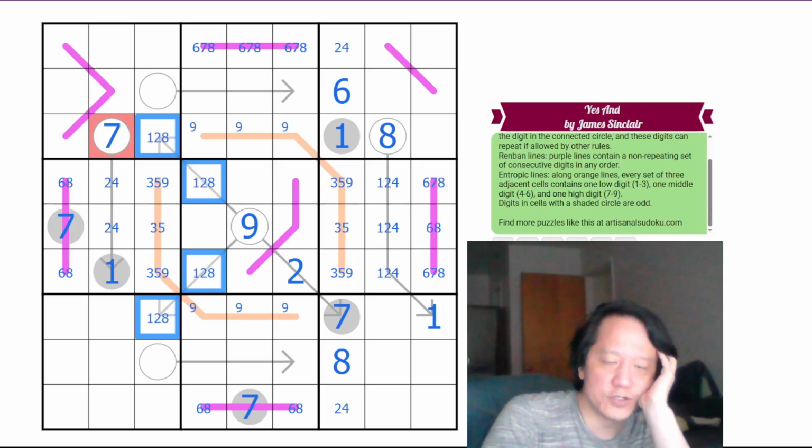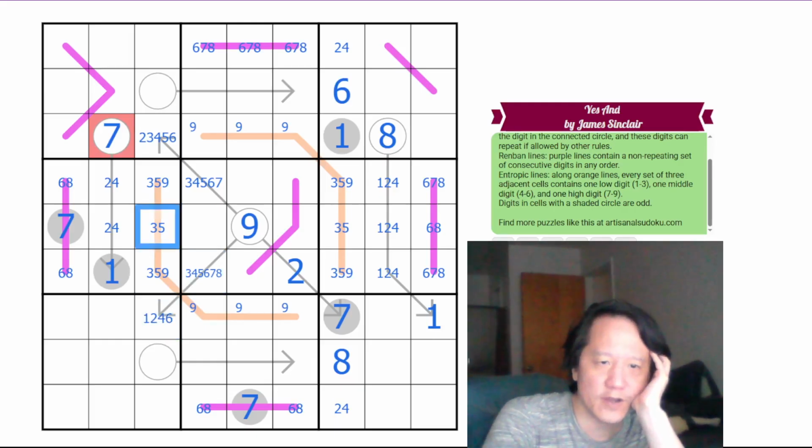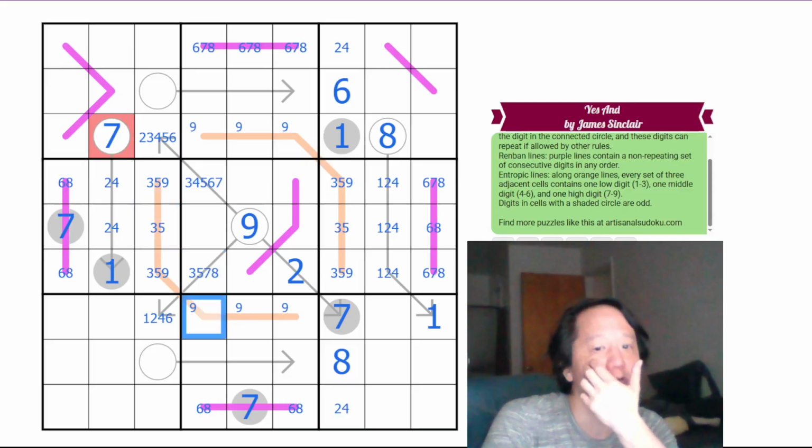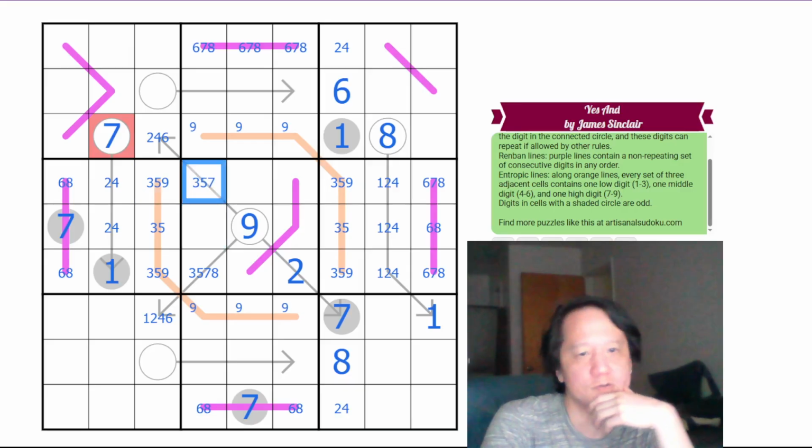We have 1, 8, 2, 7, 3, 6, and 4, 5 as possibilities. No 1, 8 here means this can't be 1 or 8. No 7 here means this can't be 2. No 2 or 1 here means this can't be 7 or 8. No 3 or 5 here means this can't be 4 or 6 correspondingly.